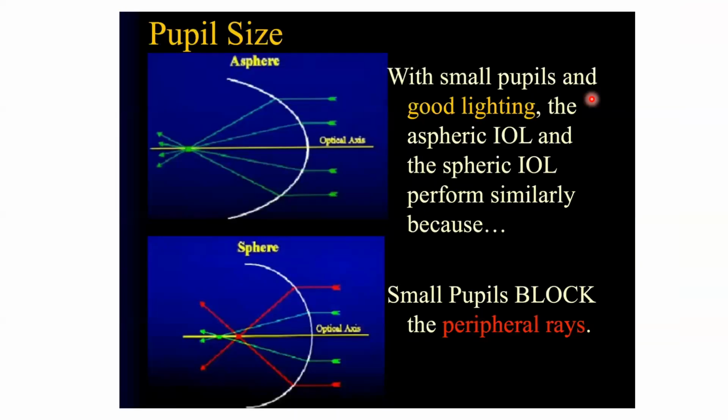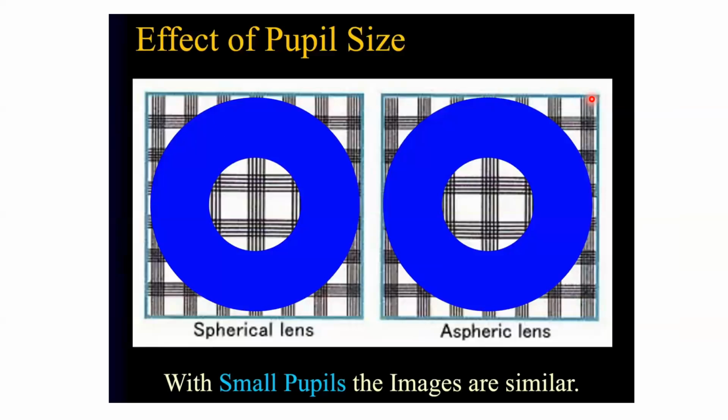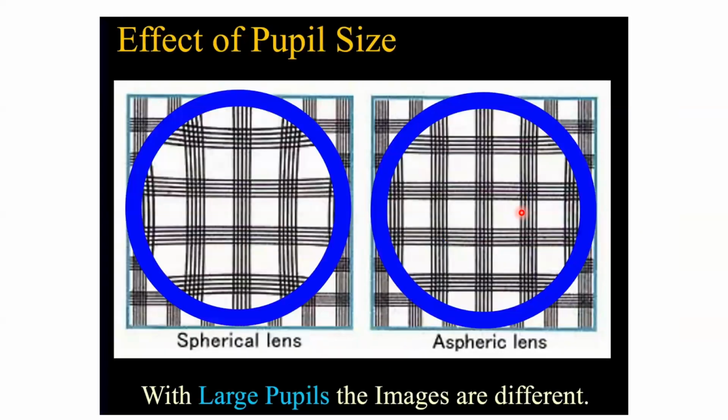So what does pupil size have to do with aberrations? With small pupils and good lighting, the aspheric IOL and spheric IOL perform similarly because small pupils block the peripheral rays. So here we can see with the effect of pupil size, a spherical lens and an aspheric lens, the images are similar. If the pupil were dilated, say at the time of night driving or in low light conditions, the aspheric lens performs much better than a spherical lens.